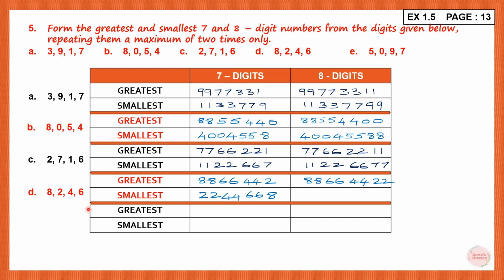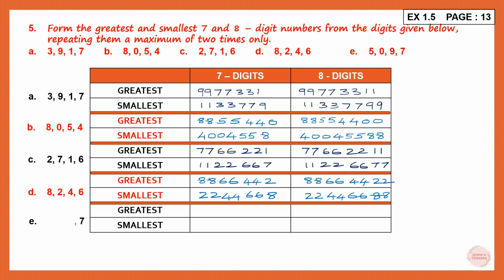Now next one is to form the smallest 8-digit number. Since there are only 4 digits, we have to repeat each digit. Okay, so starting with the smallest, that is 2, 2 times. Okay, so 2 is over. Then 4, 4 also 2 times. Then we have 6, 6 2 times. And then we have 8, 8 also we repeat 2 times. Only then we get an 8-digit number.